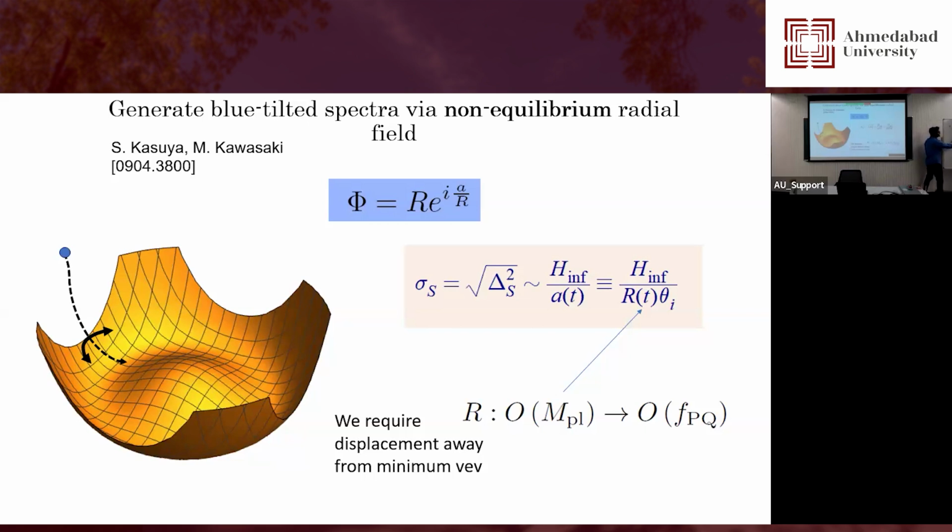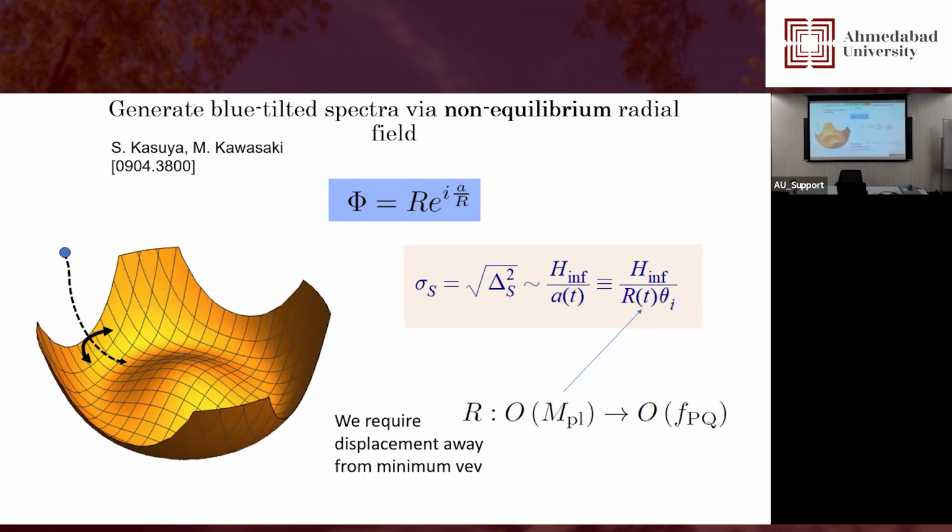This is what we call FA or FPQ. But if it starts from here and rolls down, the denominator here goes from a very large number to a very small number. When R is large, the values are small, and then it keeps increasing because R becomes smaller and smaller. And when R goes to FA, it becomes constant because R sits at FA. So this is how we generate, in one way, a blue tilted isocurvature.